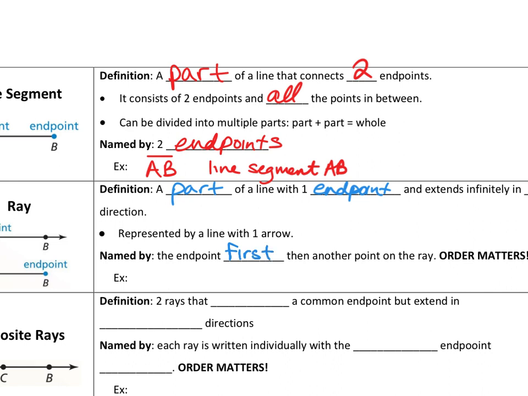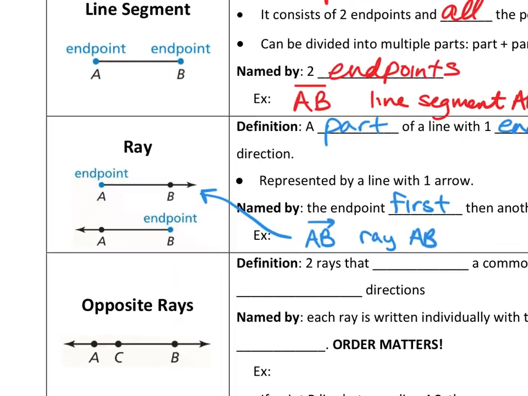So if we were talking about this one, does it start at A or at B? A. So when we talk about it, we would say ray AB. Ray AB. Notice this time that when I use the shorthand with the symbol, there's only one arrow on top, indicating that it is a ray. Do we see that? Yeah? And I'm not going to write this necessarily down because I think it might confuse us to have it.